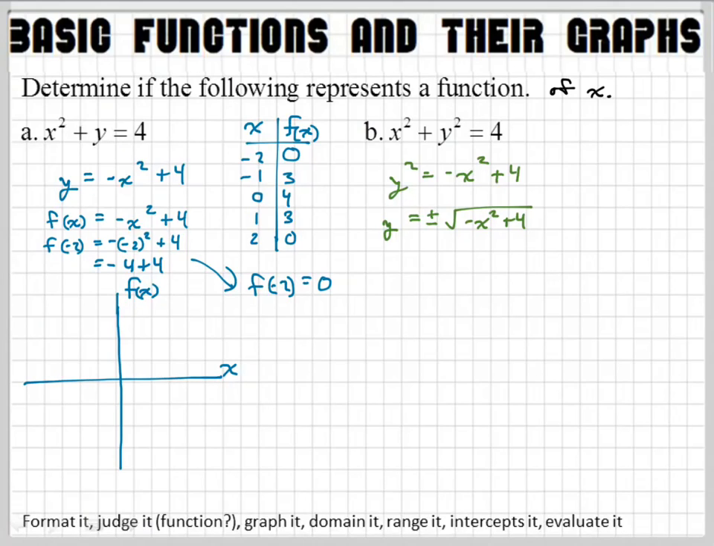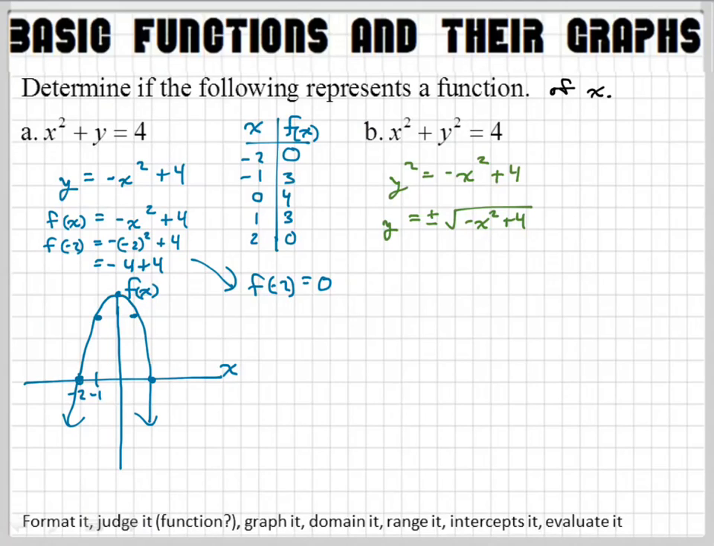I only plugged in one and showed my work for one of them, but let's just do this for the sake of time. So if I graph this, this will be -1 and -2. I plug in -2, I get 0. I plug in -1, I got 3. So I go up to there. Plug in 0, I get that, and that. Okay, so those are all my points.